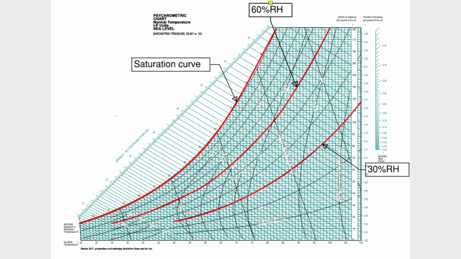Now let's talk about relative humidity, or RH. This one is familiar. It's the percentage that tells us how humid the air feels. It compares how much moisture the air has to how much it can hold before reaching saturation. You'll see these as curved lines on the chart, 10%, 20%, 30%, all the way up to 100%. When you hit 100%, that's the saturation line, the far left edge of the chart.